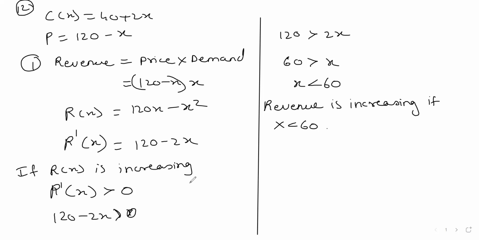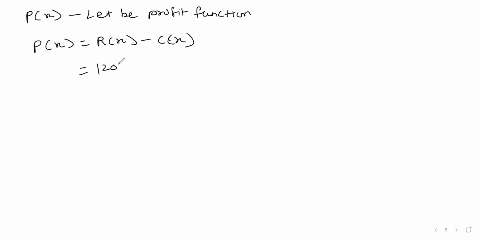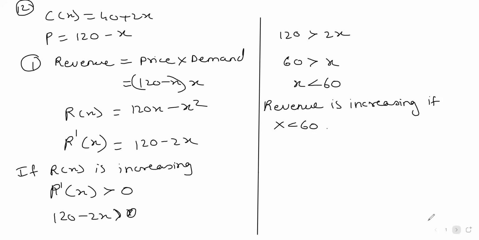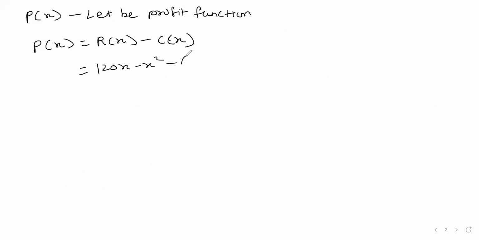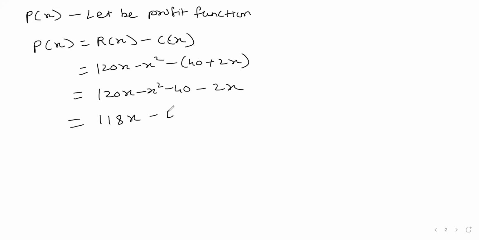So what is revenue? 120x minus x square. And cost is 40 plus 2x. It is 120x minus x square minus 40 minus 2x. So this will be 118x minus 40 minus x square. This is your profit function.